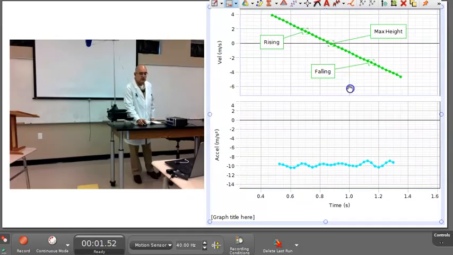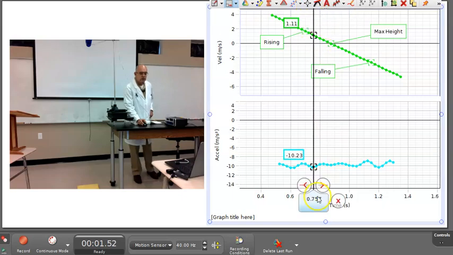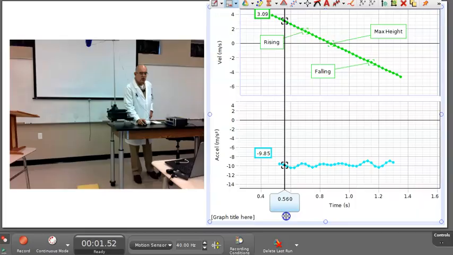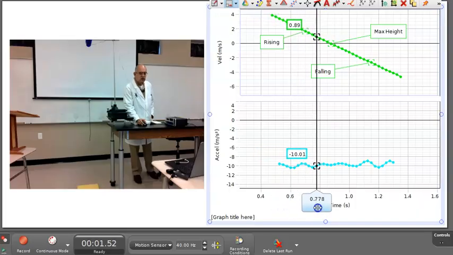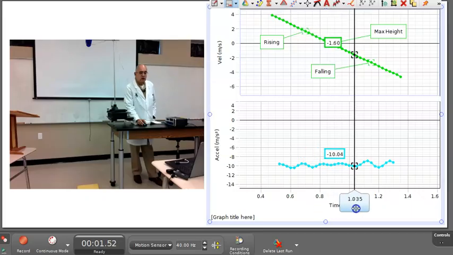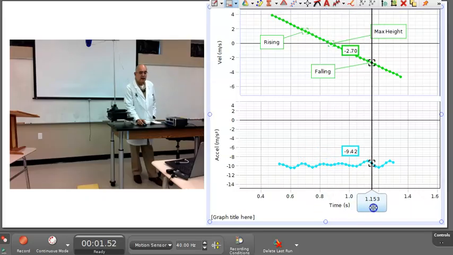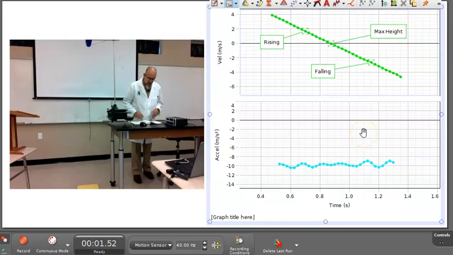And the interesting thing is, let me show you with the graph, with the multi-coordinates tool. Here the ball is rising. It has a negative acceleration. Here the ball is at its maximum height. The velocity is 0. It still has a negative acceleration. And then here the ball is falling, and it has a negative acceleration. So keep that in mind.